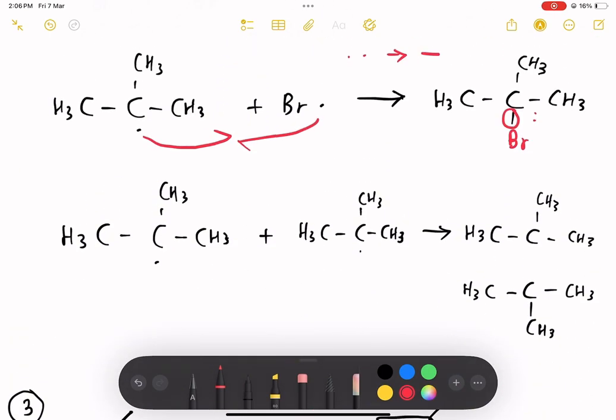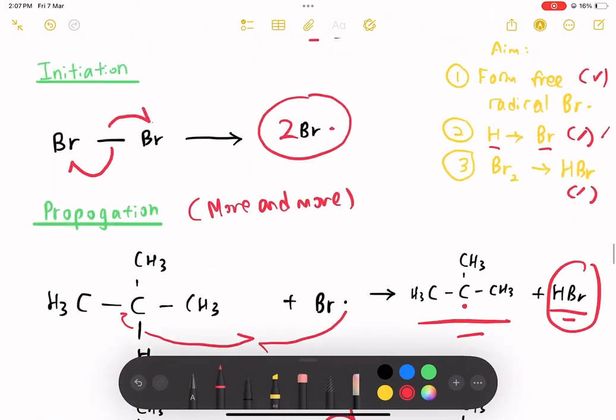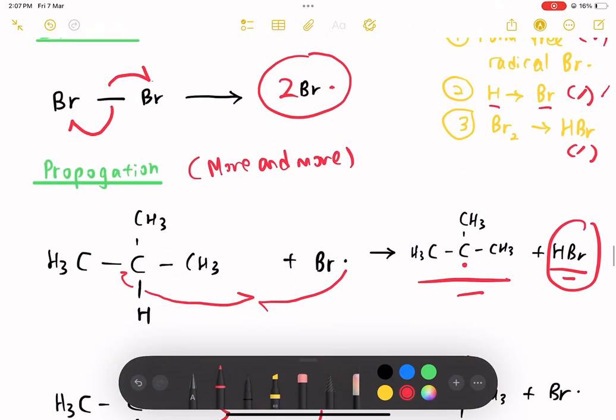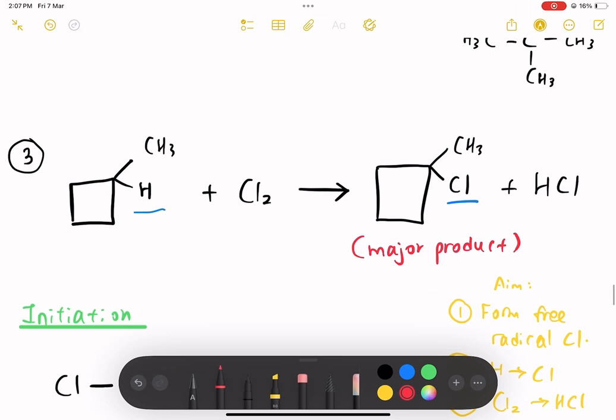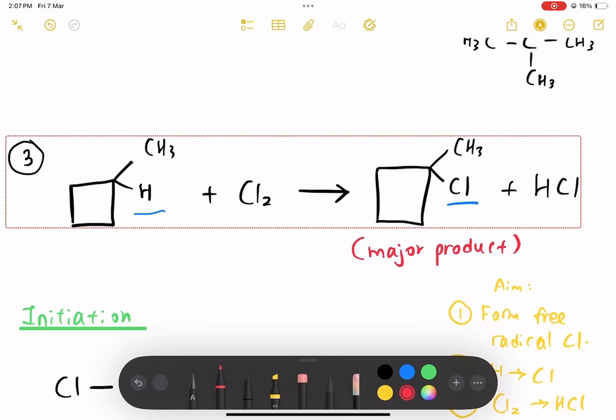Next, we will have this one combined with this one to form this one. This is two electrons become one bond. Okay. So it will join them together. So all the free radicals are actually from the initiation and propagation steps. Let us see the third question.